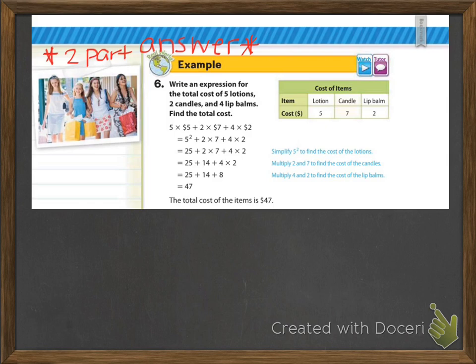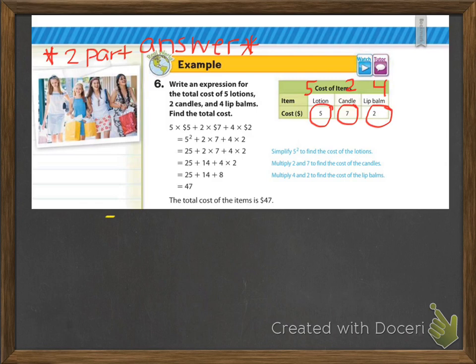So this says to write an expression for 5 lotions. So the lotion is $5, and we have 5 of those. 2 candles, so now we have candles. We need 2 of those. And 4 lip balms. So these are the lip balms, and we need 4 of those. So now let's go ahead and look at how we need to write that expression.